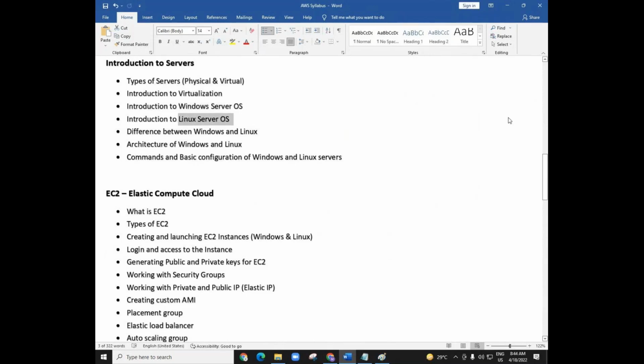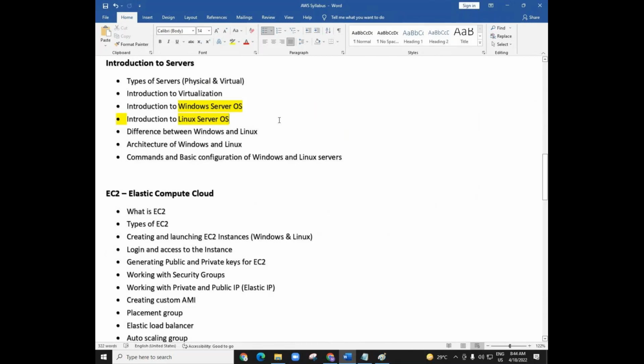Whenever you launch a server in cloud, you are launching Windows servers or Linux servers in 95% of cases. Whatever other servers are available, like Solaris or Mac or whichever OS, each and every operating system you can create and launch in your cloud. But in more than 95% of cases, as administrators, we will be launching a Windows server or a Linux server. So if you know what is Windows server and Linux server, that is good for you.